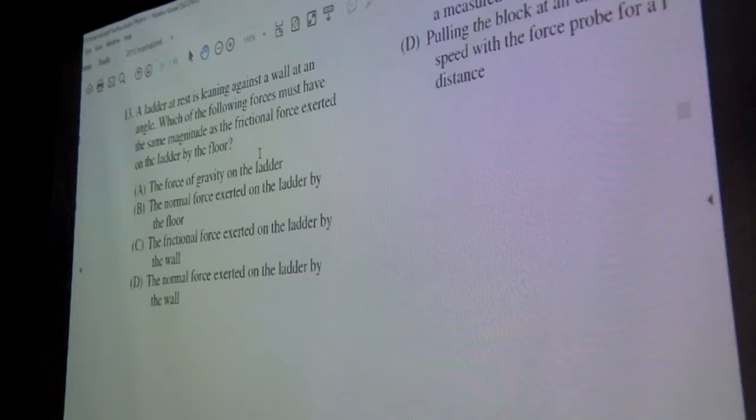So the two x forces, one is the push by the wall on the ladder this way, horizontally, and the friction from the floor in the opposite direction, they should be equal and opposite. That is the question. They're asking which of the following must be the same magnitude as the frictional force exerted on the ladder by the floor. The answer is the normal force exerted on the ladder by the wall. You can always draw. If I'm you, I'll immediately draw and then verify that the thought process is correct.